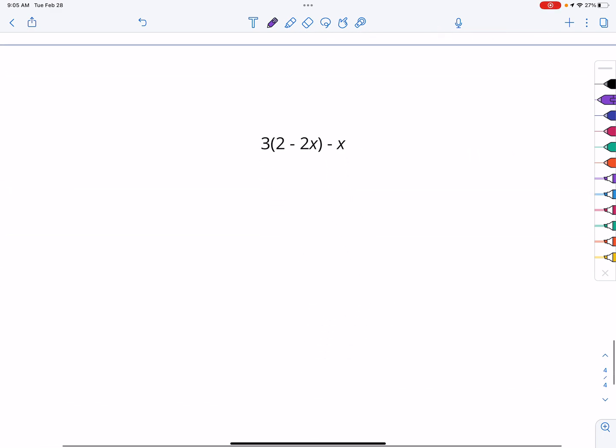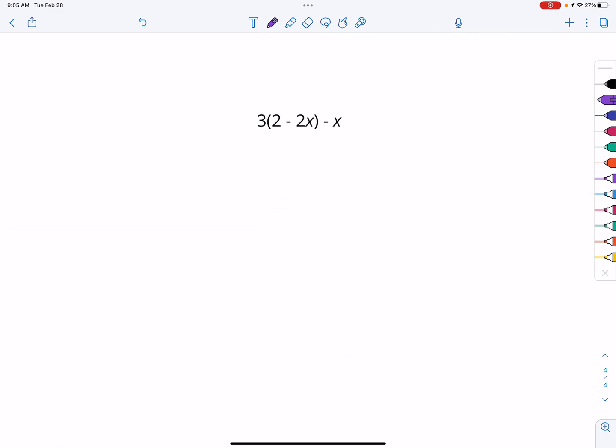Now things do get a little bit more complicated when you're dealing with subtraction, but it is very doable. And since we haven't worked with the integer operations or multiplying and dividing by decimal or by negative numbers, I am going to continue to think of this like it is subtraction. So again, we have 3 groups of 2 minus 2x, and then we are going to be taking away another x after that. So let's do some distribution and then combine like terms.